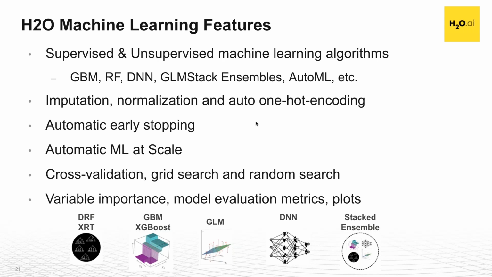We also have the option of automatic early stopping. So if you're training your model and it feels that the metric is not improving anymore, you can stop the training process and save on your time and computation. You also have automated machine learning, like I said. Other things like grid search, random search, cross-validation are also available. And finally, you can view the variable importance, like which variable is contributing maximum to the prediction. You can also see the plots automatically. You don't have to actually create them here.